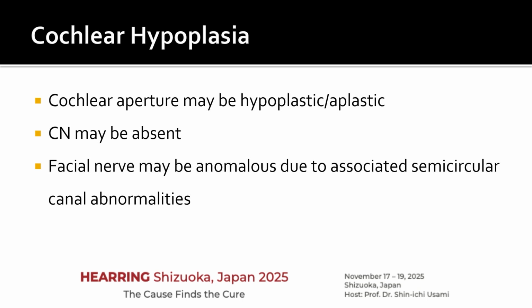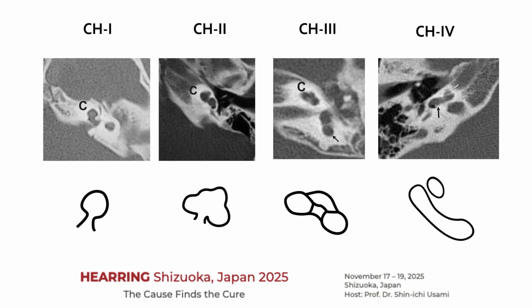In cochlear hypoplasia cases, you can have a hypoplastic or aplastic aperture, and you may not see a cochlear nerve. In some types, you can see facial nerve anomalies, which can be due to associated semicircular canal abnormalities. So you can see the four different types here. Type 1 and type 2 are more severe. They're smaller cochleas, and then type 3 and type 4 are more developed cochleas.